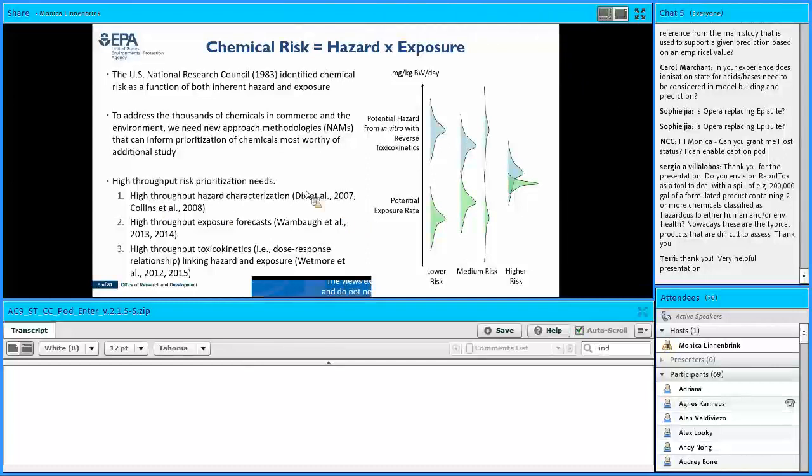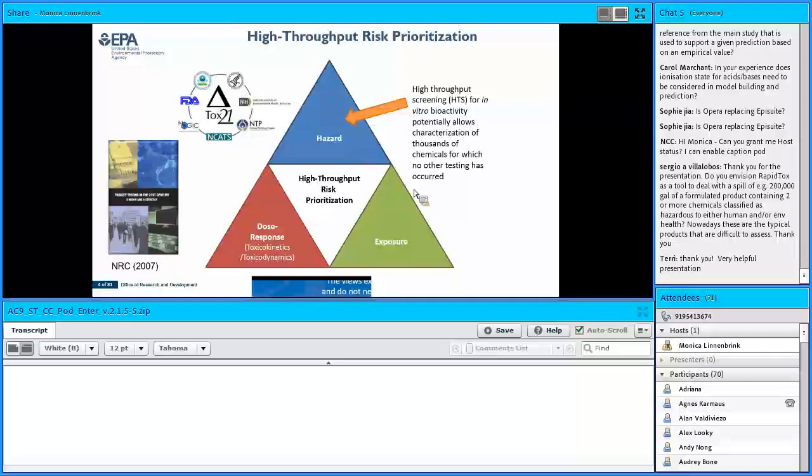So to do that, we need high throughput hazard. That's what CompTox has been about for the last 10, 15 years. We need high throughput exposure forecasts. There are various different approaches. And then there's high throughput toxicokinetics, and that's what we're talking about today. All right, next slide. There we go. Again, reviewing, we have three pieces that we need. Technically, we need dose response, which involves both toxicokinetics and toxicodynamics. I have no idea how to do toxicodynamics in a high throughput manner, so this is the last time I'll use that word.